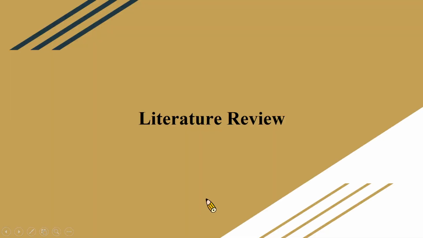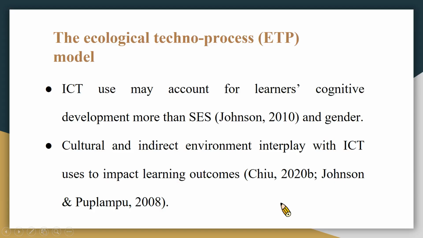Next, we go to the literature review. The theoretical background of this study is the ecological techno-process model, ETP model. The model indicates that ICT use may account for learners' cognitive development more than SES and gender. Cultural and indirect environment interplay with ICT uses to impact learning outcomes.